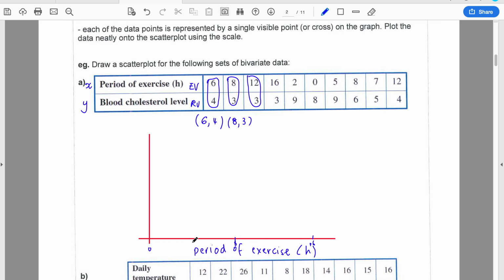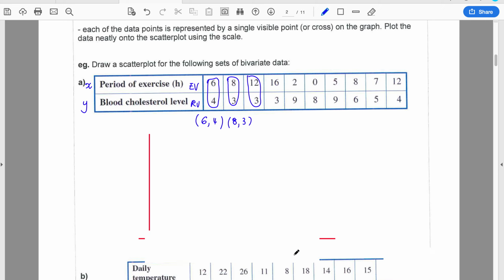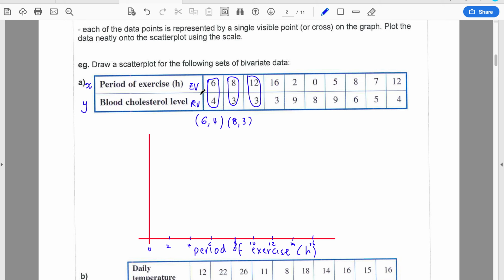And 16. And then halfway would be 4. Halfway between them would be 12. And then I've got 2, 6, 10, 14. So you can space it out nicely and label it. I've put my label a little bit too close, as you can see. The next thing is over here, the blood cholesterol.